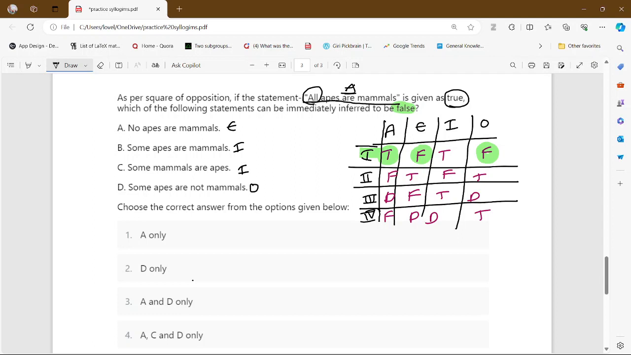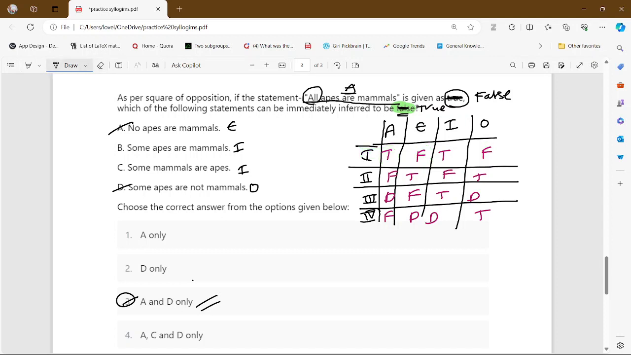They are asking about false. In this column, E and O are the only false ones. So A and D are the options. So AD, option 3, is the right answer for this. Hope you have got the answer. Sometimes they ask if the A statement is given false instead of true, then you have to identify it the other way around, and if they give true, then you identify the other way around, right?